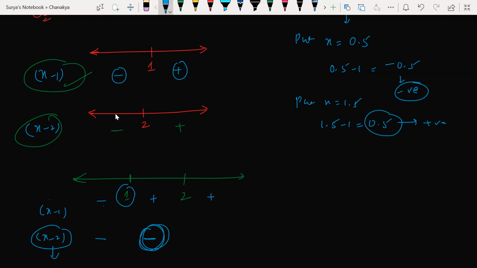Here, 1 I have. If I substitute any value which is on the right hand side, it gives me still negative or not? Yes. So that's how I wrote negative.